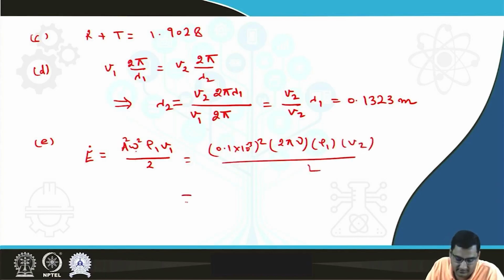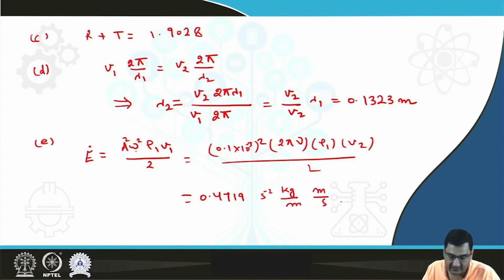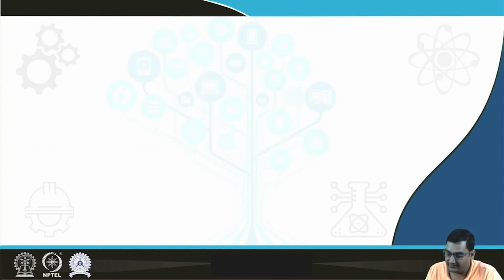When you solve it, you will get 0.4719, and that is second minus square kilogram per meter and meter per second, and that will come out to be joule by meter per second. Likewise, we can calculate the last question.